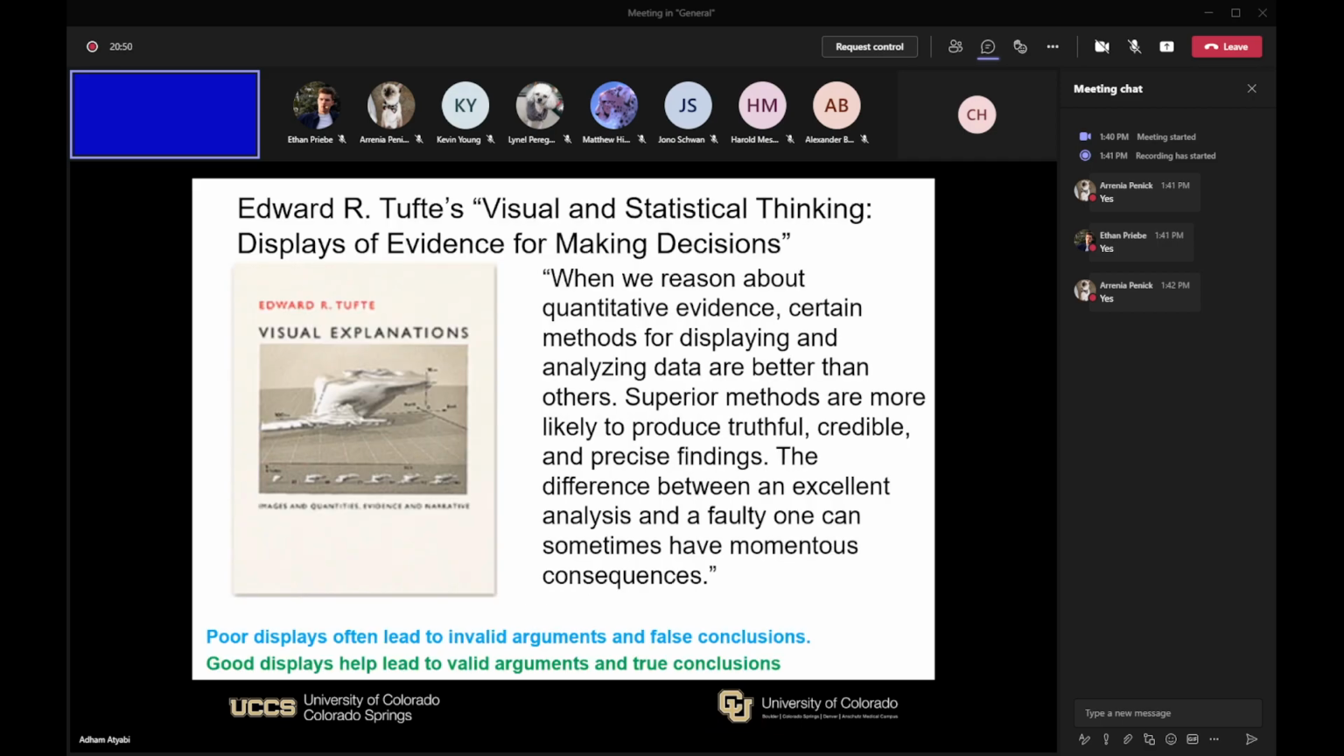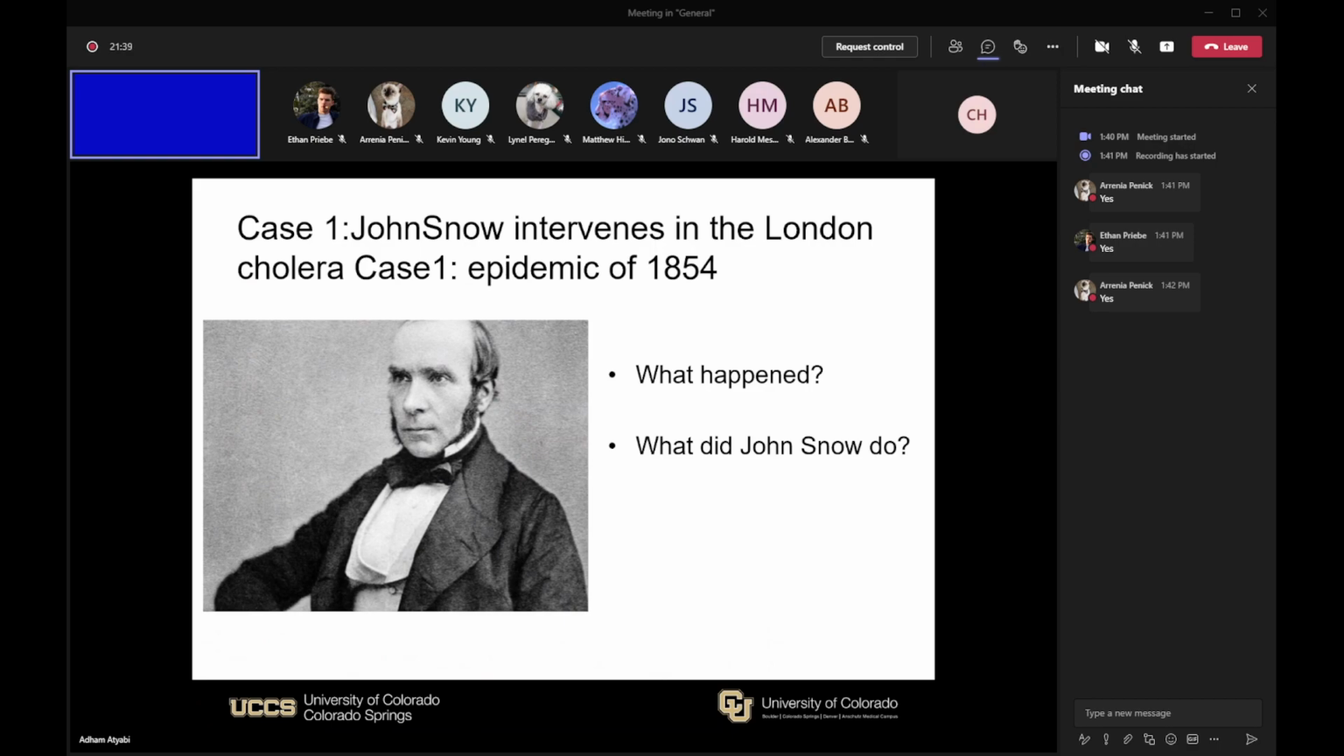Before we get to that, let's take a look at what Professor Tufte said in his book called Visual and Statistical Thinking: Displays of Evidence for Making Decisions. He said, when we reason about quantitative evidence, certain methods for displaying and analyzing data are better than others. Superior methods are more likely to produce truthful, credible, and precise findings. The difference between an excellent analysis and a faulty one can sometimes have momentous consequences. Poor displays often lead to invalid arguments and false conclusions, and good displays lead to valid arguments and true conclusions. Now let's start with our first case scenario.